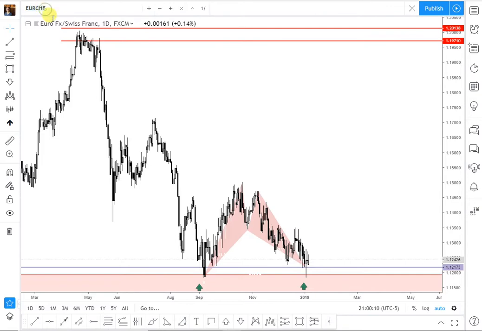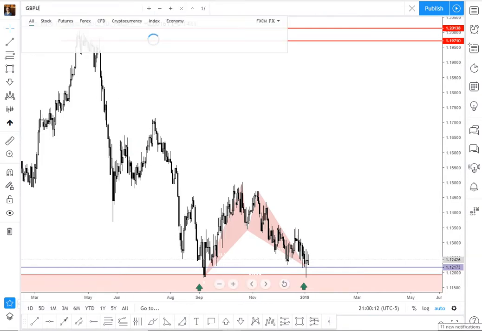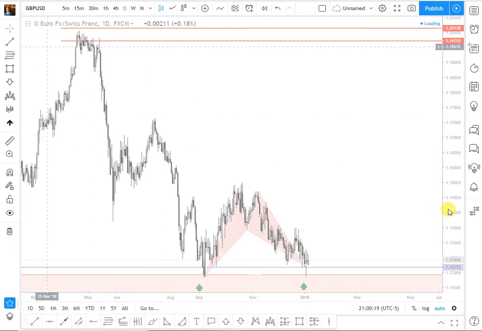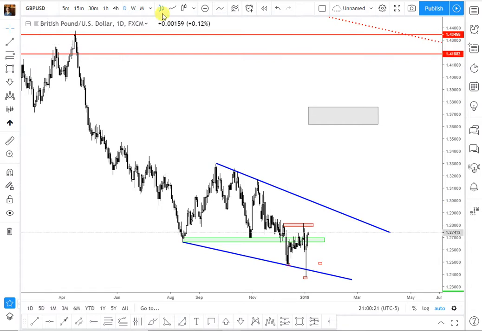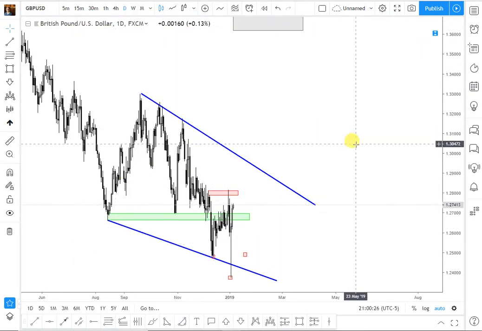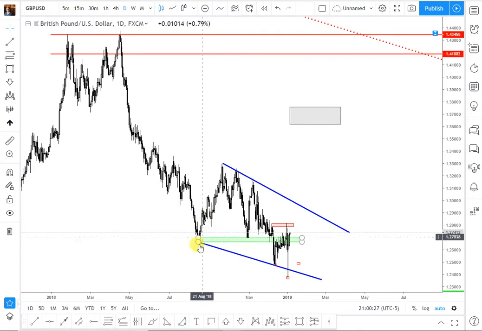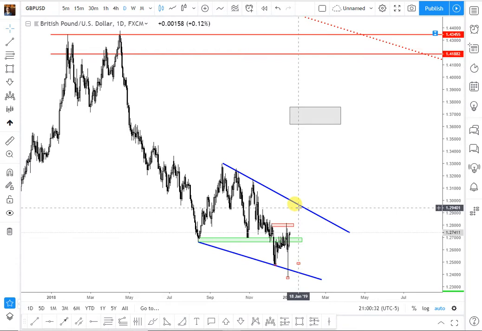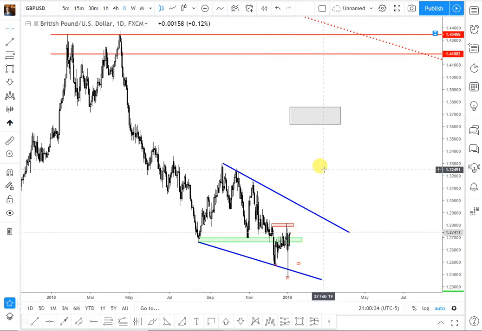Now we will switch to the GBPUSD. And on the daily time frame here, we have this wedge pattern, which is tested 1, 2, 3, and we expect a fourth touch here, and then the price will reverse and keep going up.